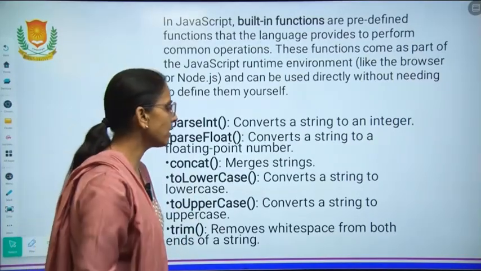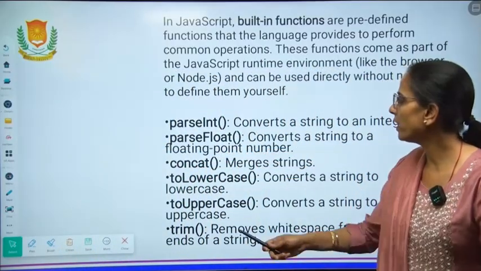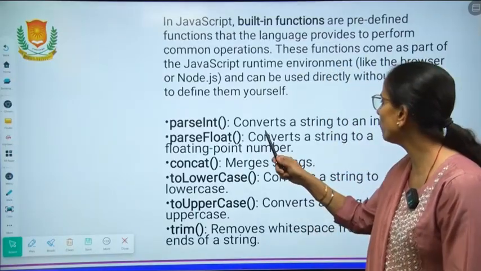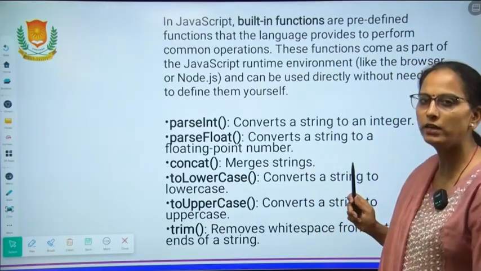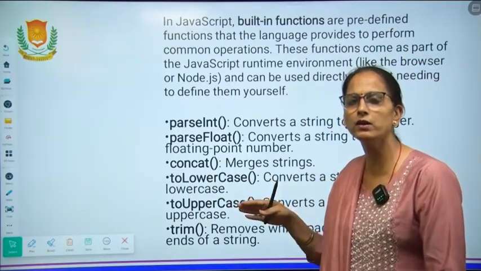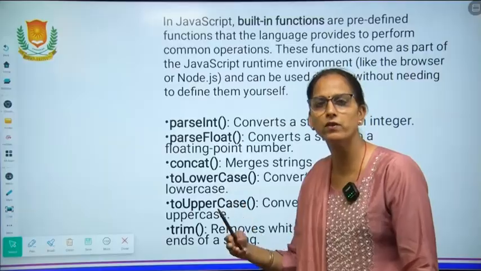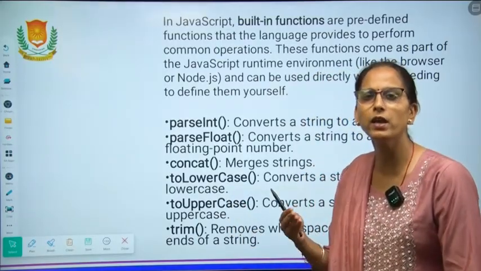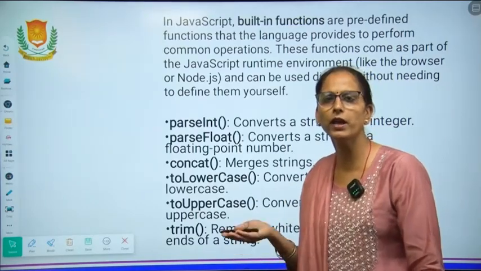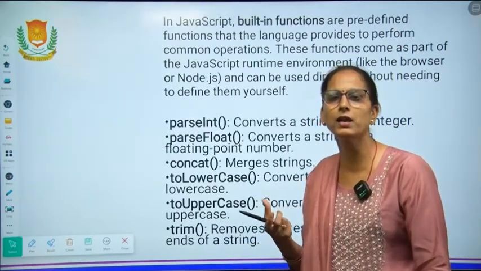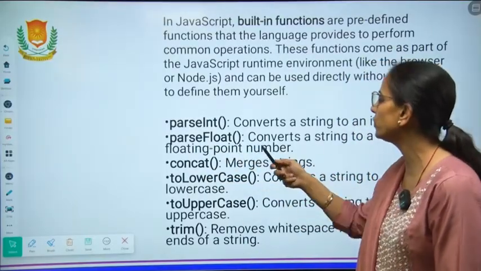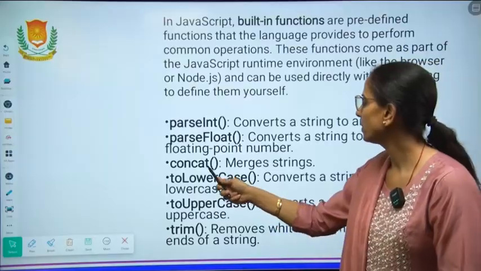We have given some examples of functions, like parseInt. ParseInt is the inbuilt function which converts a string to an integer. You will give a string and that function will return the integer value of the given string. Suppose I am giving capital A, then you will get 65. If I am giving small a, you will get 97. These are their codes. ParseFloat converts a string to a floating point number.